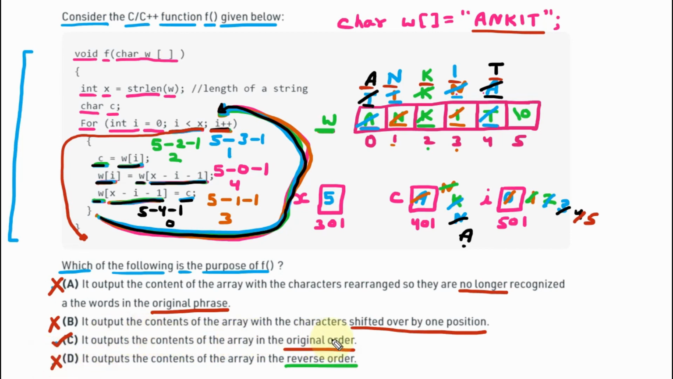They output the content of array into the original order. This is correct. After this function, we have the same string which is Ankit that we have passed into the order.